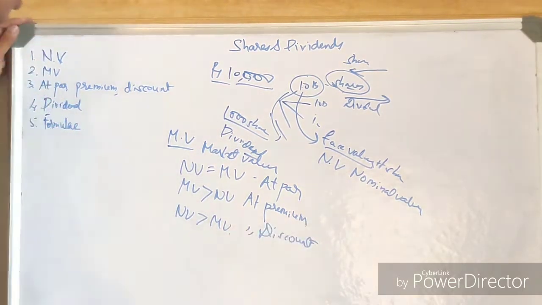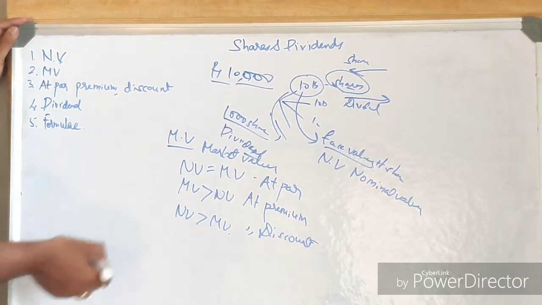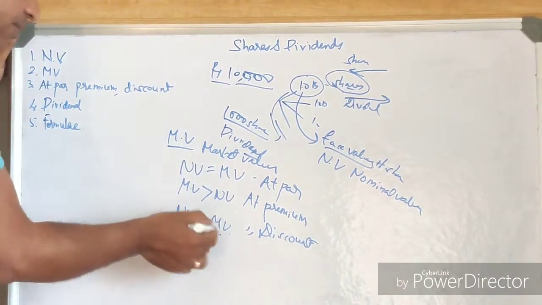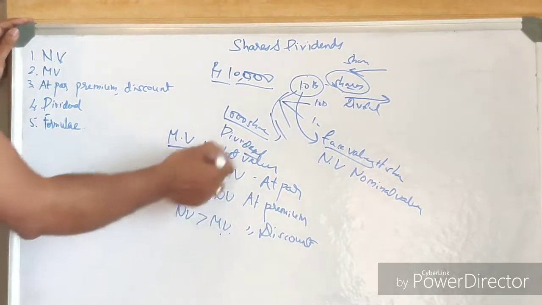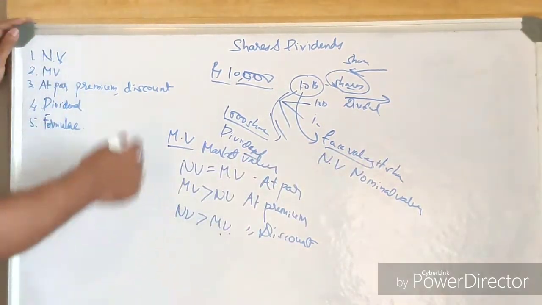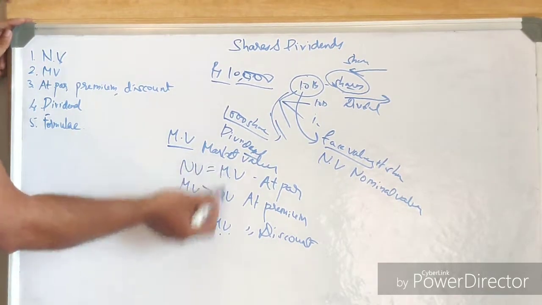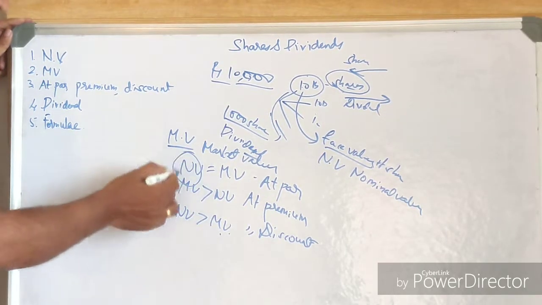Okay, so this is our discount. Remember that the amount at which you bought is related to the MV. When the company calculates a dividend, that means the profit percentage given back to you, it will not be calculated based on MV. It will always be calculated based on the NV.